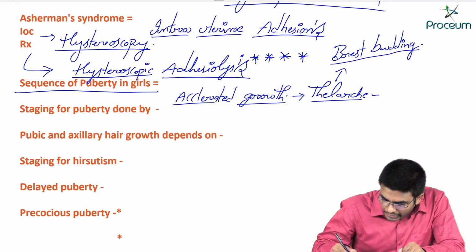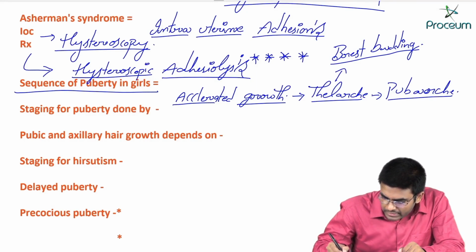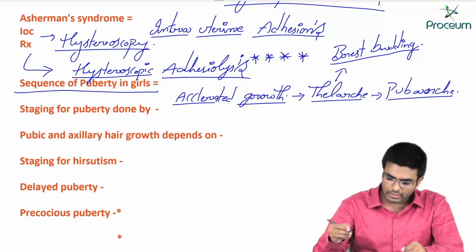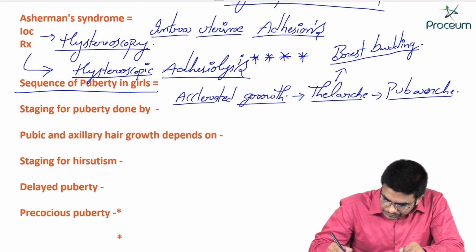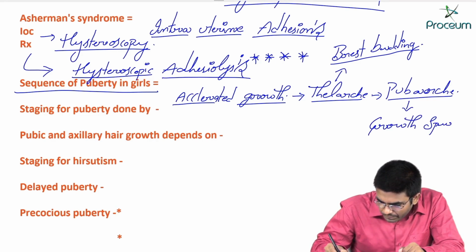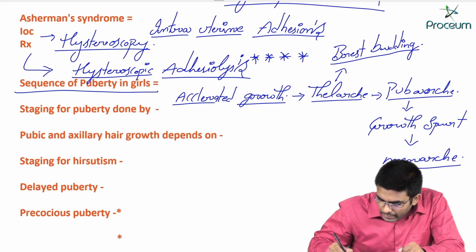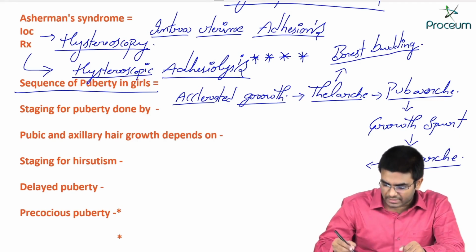After breast budding, we have pubarch. Pubarch means pubic hair development. After pubarch, we have the growth spurt. After that, there will be menarche. Menarche means menses.